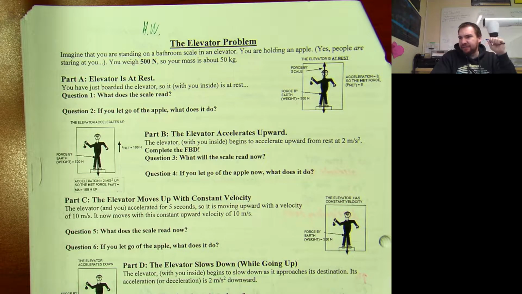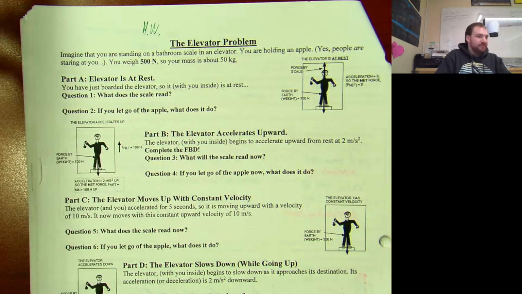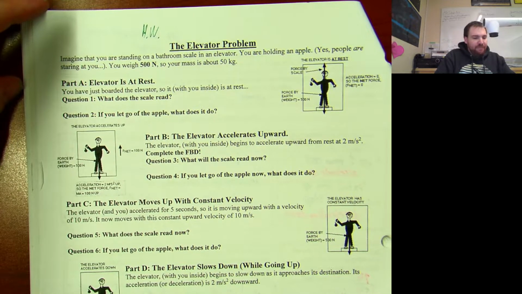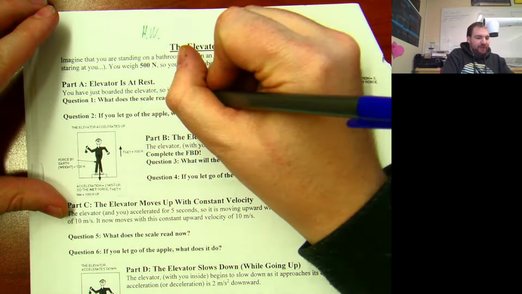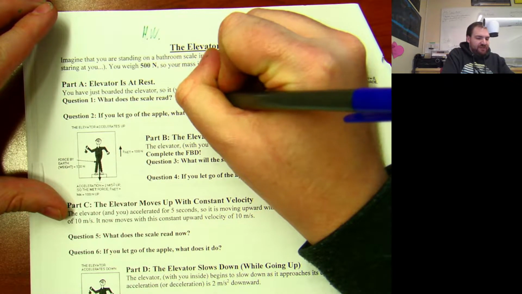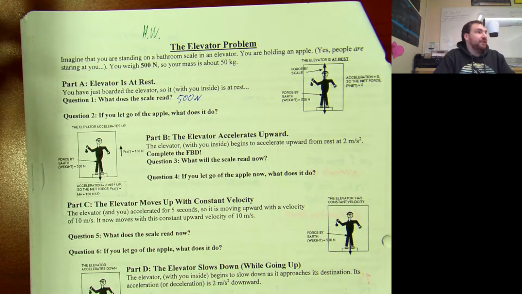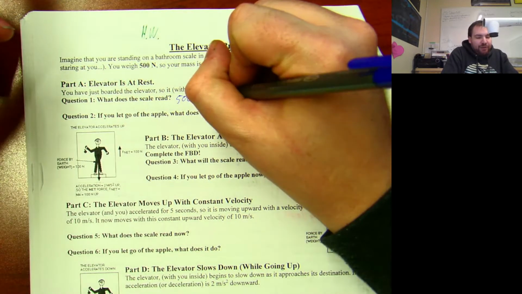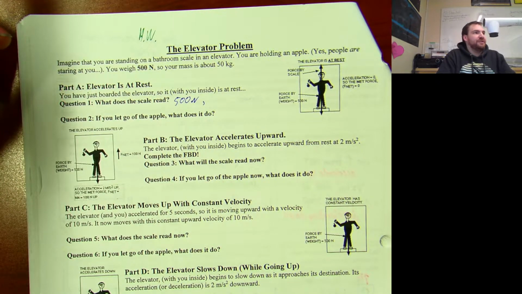50 kgs. Exactly 50 kgs. Assuming your bathroom scale reads in kilograms, you could just go straight to newtons. It is your weight, 500 newtons. But to get 51, you did 500 divided by 9.8. Okay? And you got 50 point what? Or is it 51 point something?